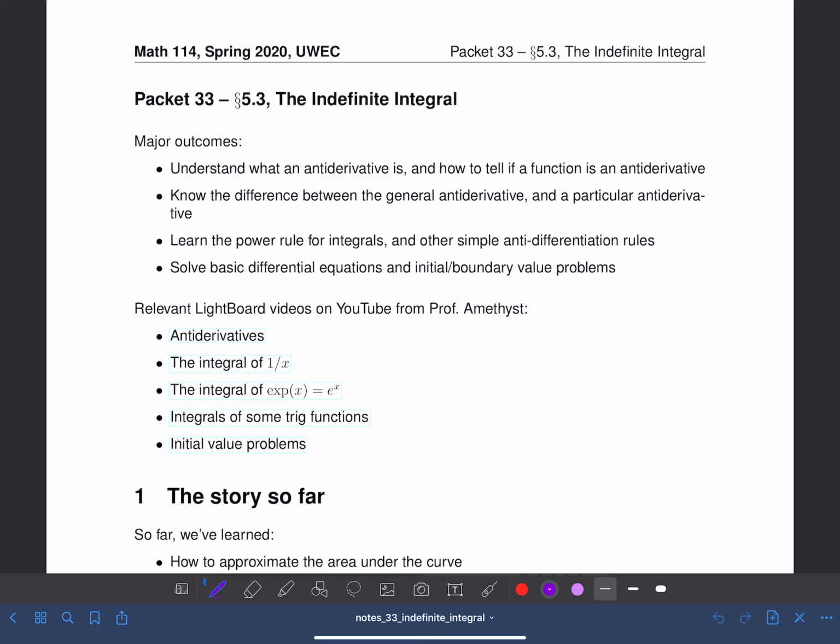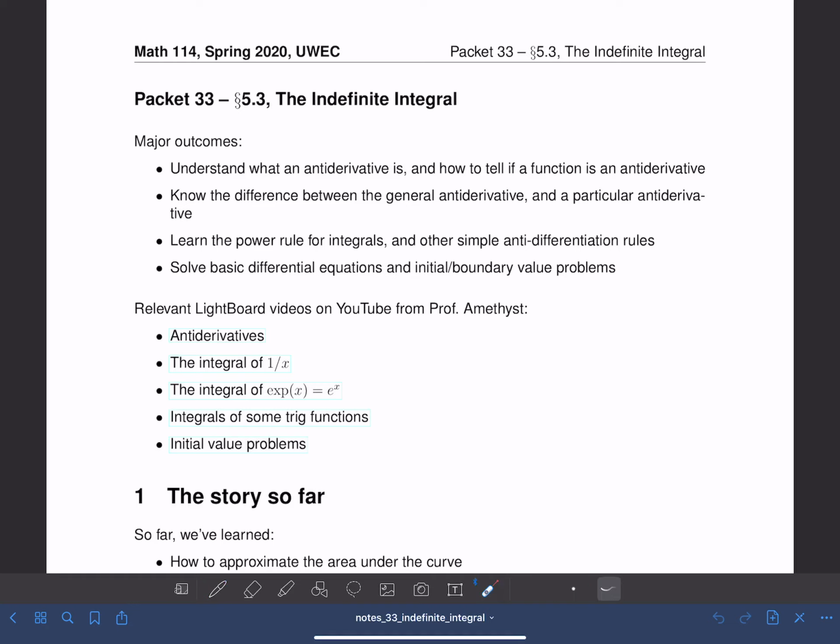Well, hey, welcome back to Calculus 1. We are making really good progress on this integration thing. And I want to work with you on the next stage of our journey into the world of integration, which is going to be on the indefinite integral.